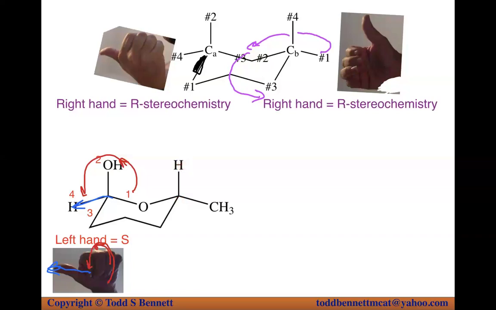Okay, let's go to the other chiral center here. 4 for H, that was easy. 1 for O, that was easy. Of the 2 carbons, the ring carbon beats this. So methyl will be 3, ring will be 2. So 4 for H, 1 for O, easy ones. 3 for methyl, 2 for the other.